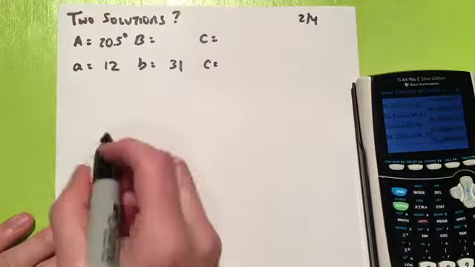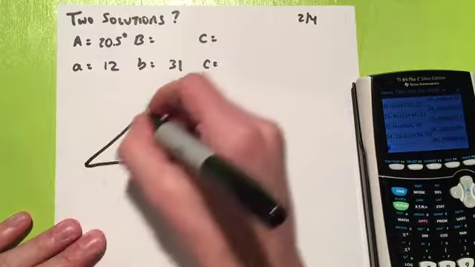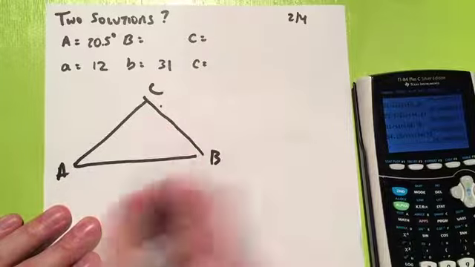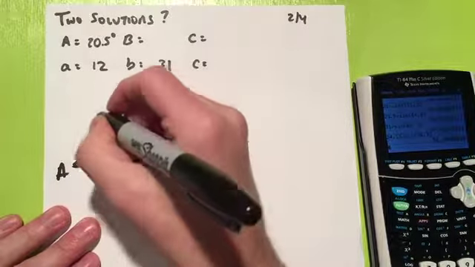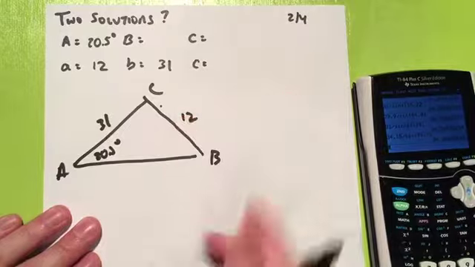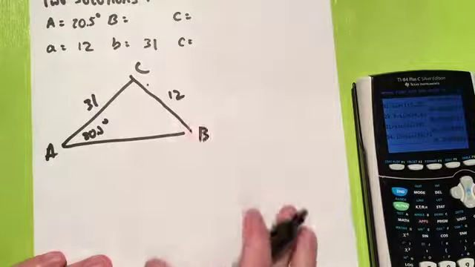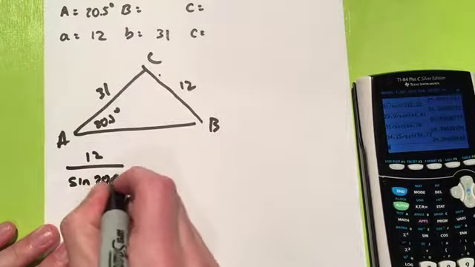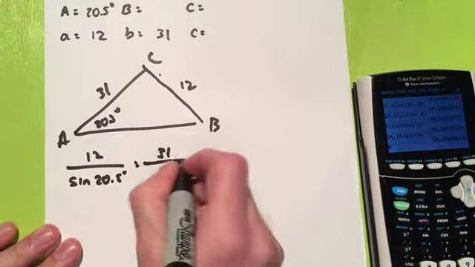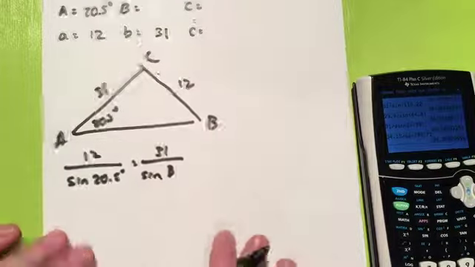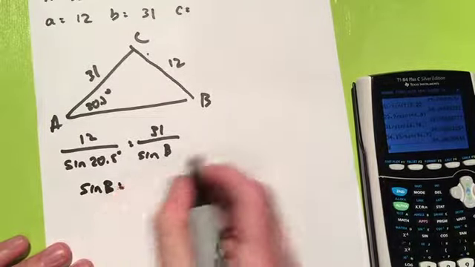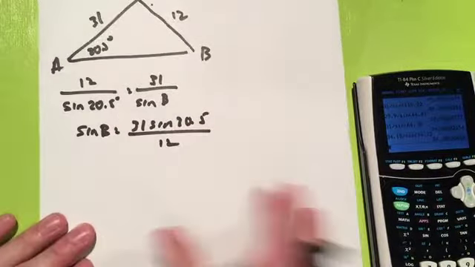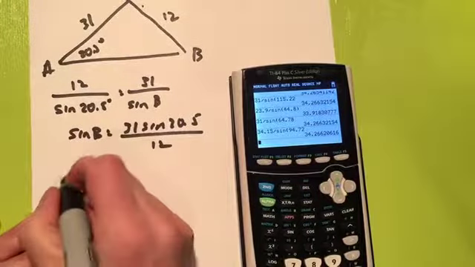So I'm going to start off, draw a triangle. We've got A, B, C. We've got 20.5 degrees. We've got 31 units. We've got 12 units. We're going to go through and solve just the same as we did before. We've got 12 over sine of 20.5 equals 31 over sine of B. So we've got sine of B is 31 sine of 20.5 over 12. And we're going to take the inverse.